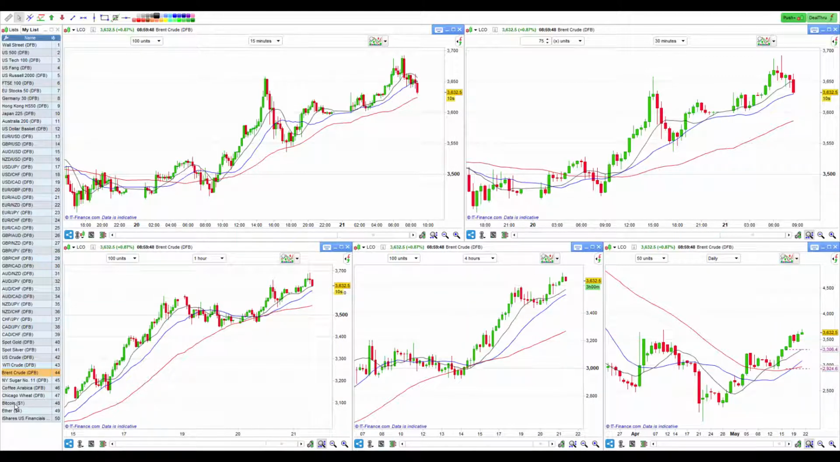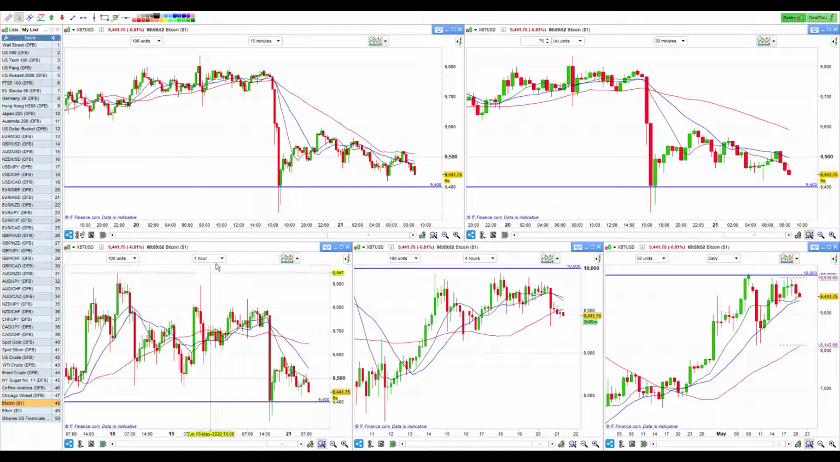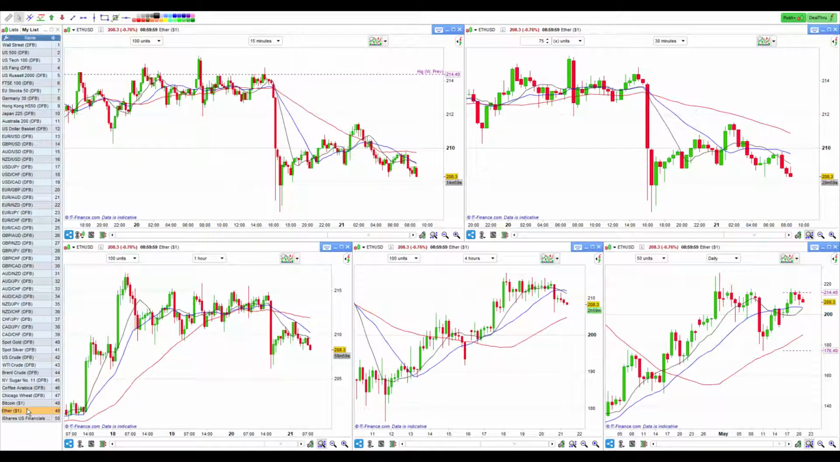And then let's have a look. Bitcoin. So Bitcoin is heading lower, there's a bit of a rejection on that daily. You can see it's struggling with that 10,000 level. It's going to come back down and test those levels. So I'll stay away from that. Ether, I'll stay away from as well. That's also taking a bit of a knock.